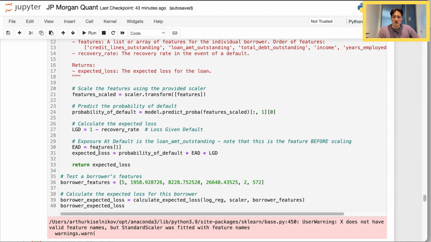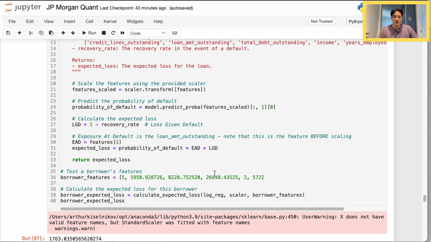And the other feature we need is our exposure at default, which is basically the loan amount outstanding that we see in our table, our original data that we loaded in. And finally, we can calculate our expected loss by doing the probability of default, which again comes from here. We have our exposure at default, which comes from here. And then basically our loss given default, which comes from here. All that comes through as a final expected loss figure, and this is a dollar value.